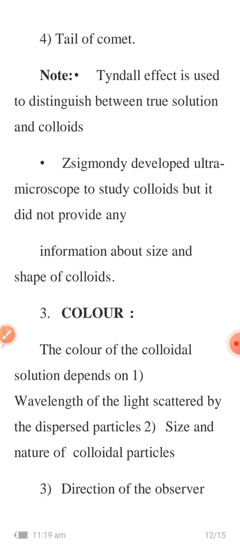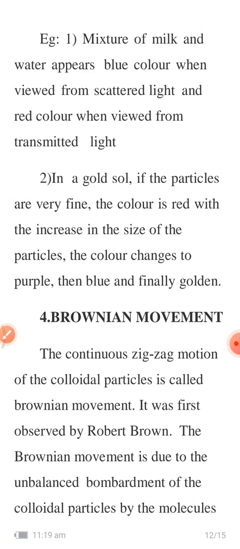Next one is about color. The color of the colloidal solution depends on the wavelength of the light scattered by the dispersed particles. So based on the wavelength of the light scattered, the color of the colloidal particle also varies. It also depends on the size and the nature of the colloidal particle. Direction of the observer also matters, it depends on the direction in which a person is observing the color. A mixture of milk and water appears blue when viewed from the scattered light, and it appears red when viewed from the transmitted light. So it varies on the position in which you are observing the color.